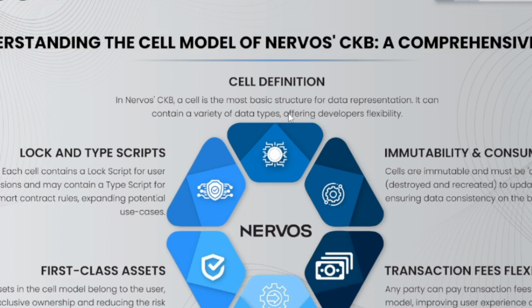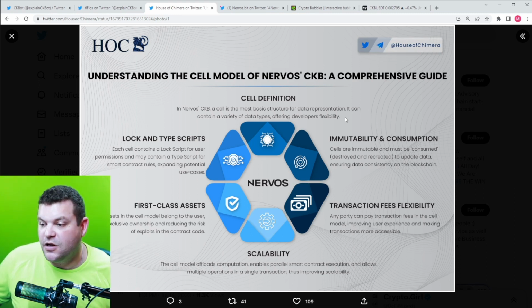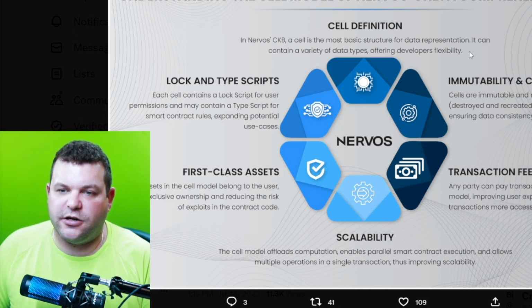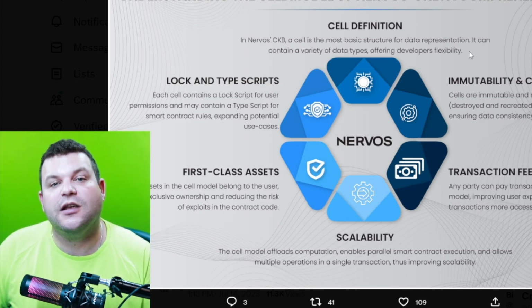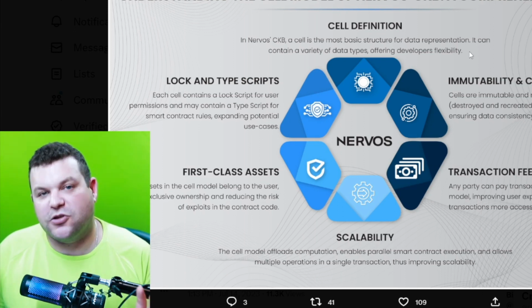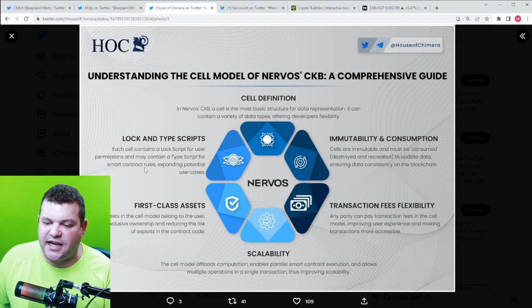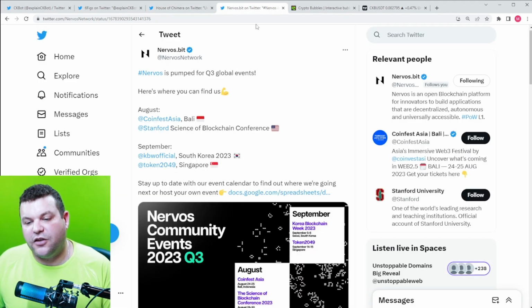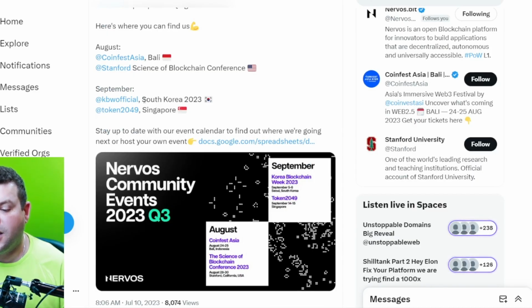It can contain a variety of data types, offering developers flexibility. So each CKB counts as 1 byte of data, if you didn't know that already. So if you wanted to throw up an application that required 100 bytes of data, you would need 100 CKB locked up in that smart contract or in that application for it to function, right? So that is pretty cool. With that said, you can pause the video if you want to read the rest of this, but there is some good stuff here.